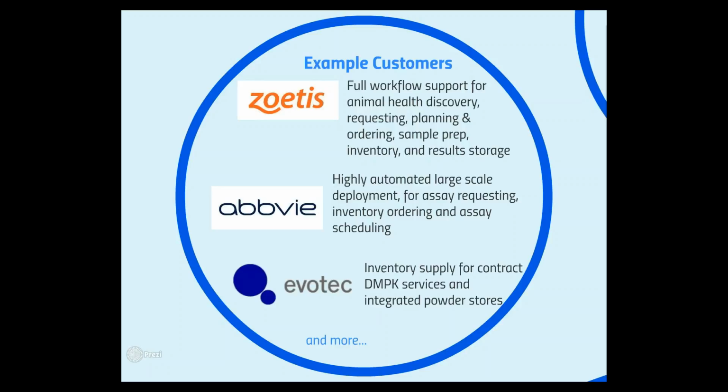The third example customer is Evotec. They are obviously a contract research organization offering both assay services and also compound management services. So they're using our platform for the inventory supply for DMPK testing services, obviously integrated with local powder store facilities as well. And of course, there are many more customers that we could talk about.